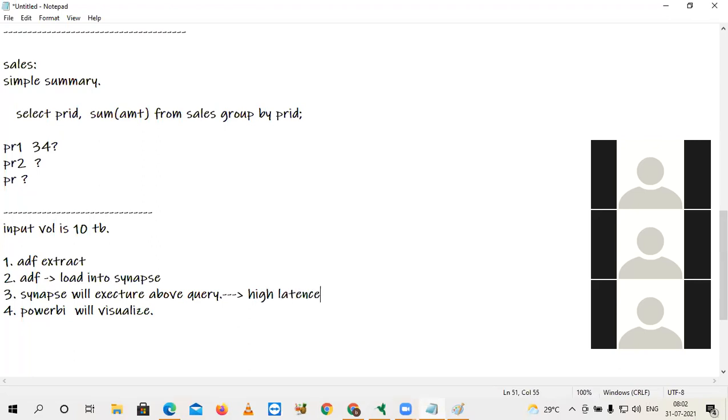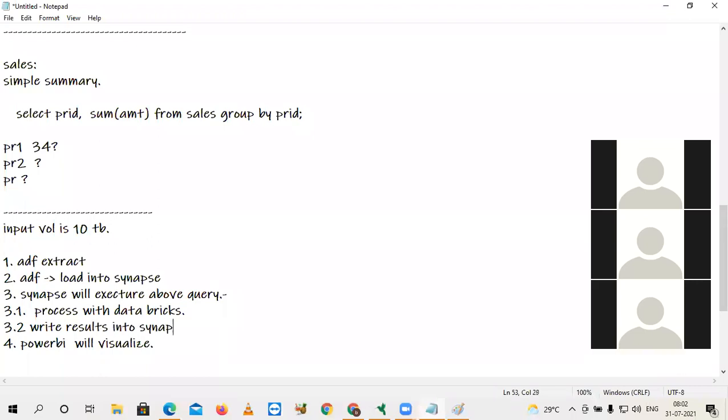Instead of doing this, the solution for this, I'm coming to 3.1. Okay. Process with Databricks. 3.2. Write results into Synapse. That means between Synapse storage, between Synapse results, the entire processing work I'm handing over to Databricks. Finally, your Power BI will visualize it.